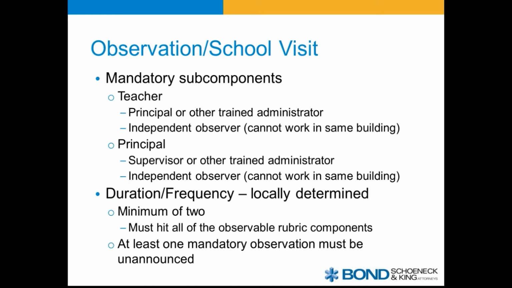And we got a question regarding who can be used as an independent evaluator, or presumably the trained administrator evaluation observation. So for the independent evaluator observer, the superintendent selects that person. There aren't any specific criteria for that person other than they can't be in the same building as the teacher that's being evaluated, and they have to be trained. Right. There's no requirement that the independent observer be administratively certified.